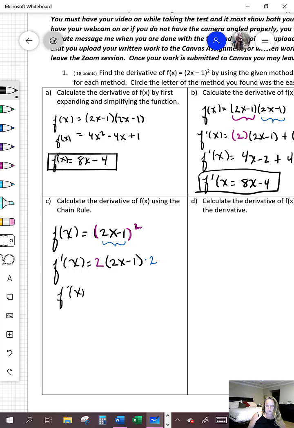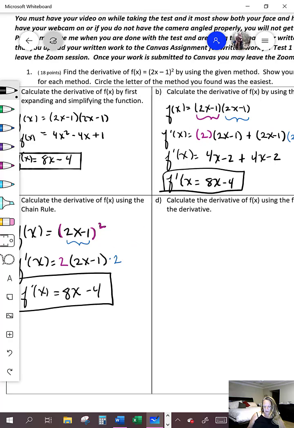Well, 2 times 2 is 4. Take that 4 and distribute it inside our parentheses. 4 times 2x, that is 8x. And 4 times this negative 1 is minus 4. Again, the same thing that we got for the other two.